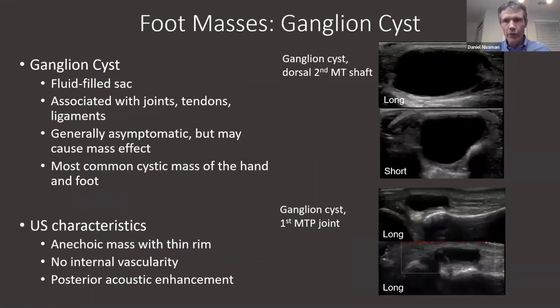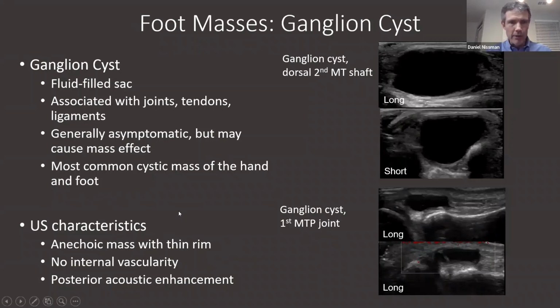Okay, ganglion cyst. Again, most common cystic mass of the hand and foot. It's a fluid-filled sac associated with joints, tendons, and ligaments. Generally asymptomatic, but they become symptomatic when they rub up on things, whether it's a neurovascular structure or maybe it causes rubbing of the foot or ankle on the shoe. These are just some examples. Second metatarsal shaft here, ganglion cyst. I think I have an MRI. No, I don't have that anymore.